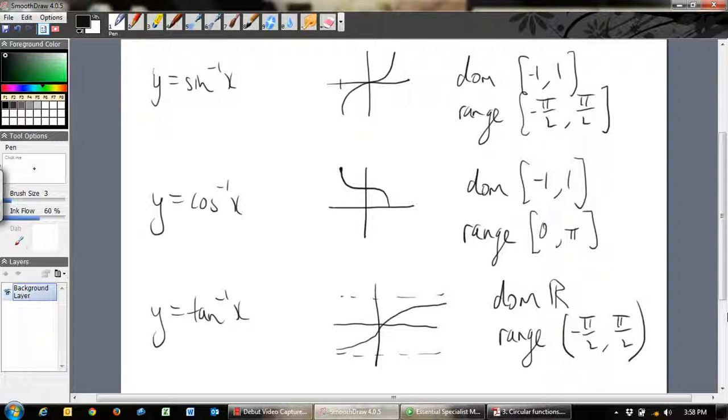So there are your 3 inverse functions. Next video we'll actually go through and do some work with those.